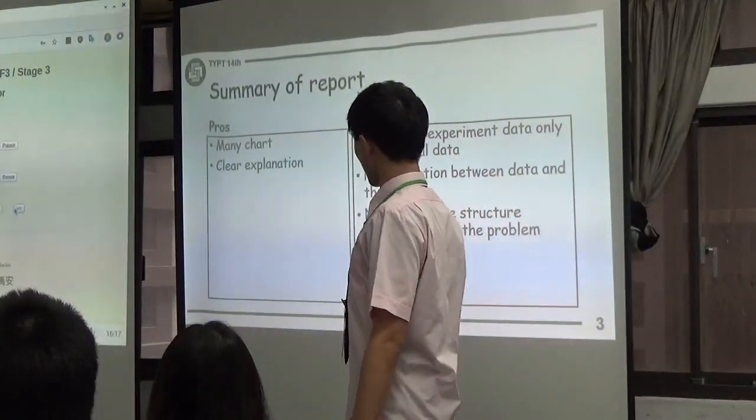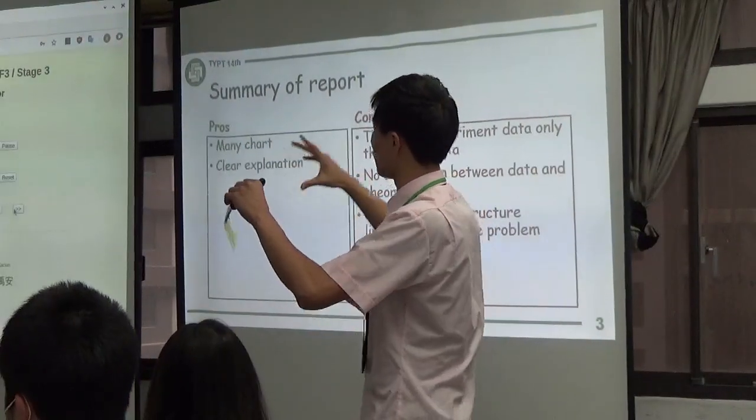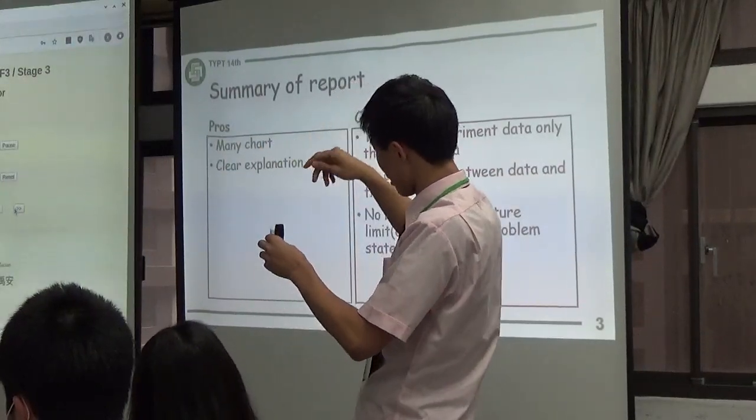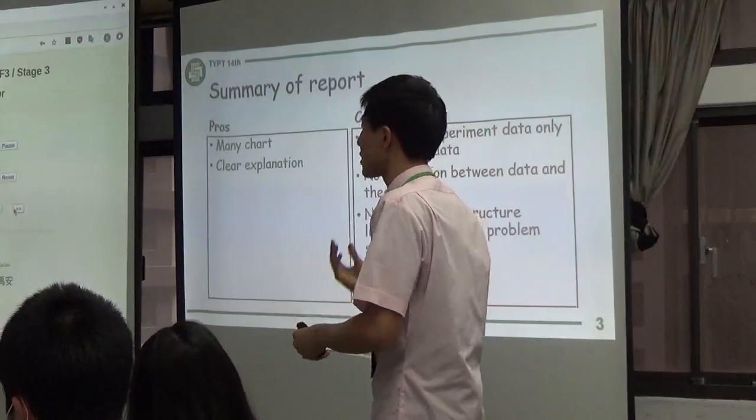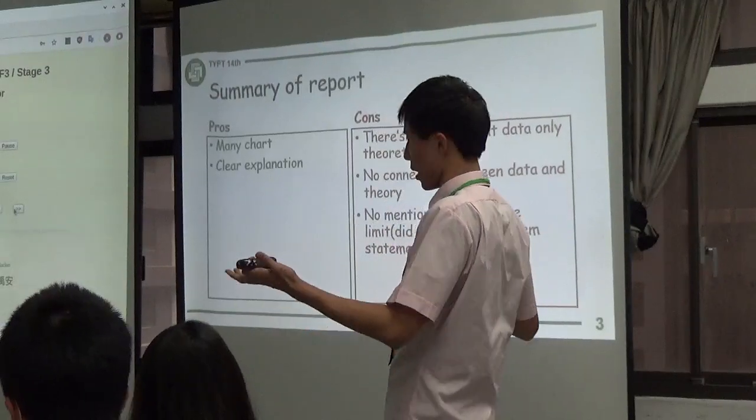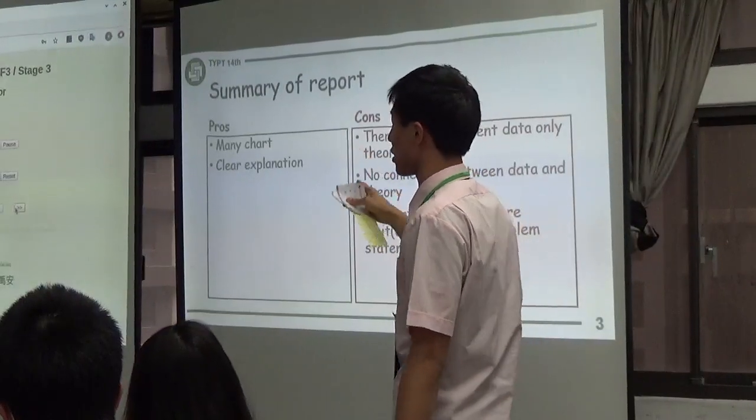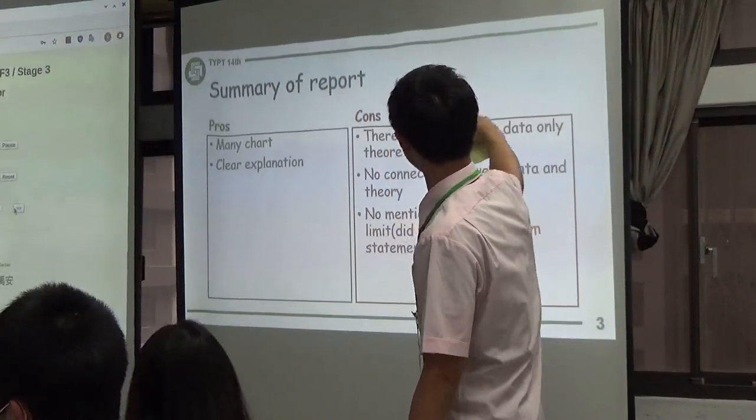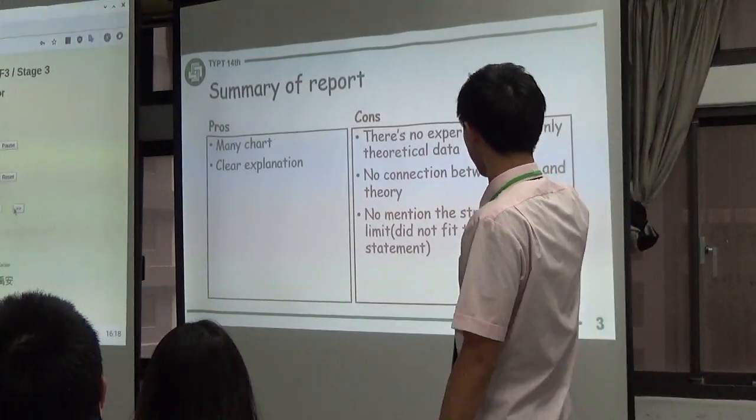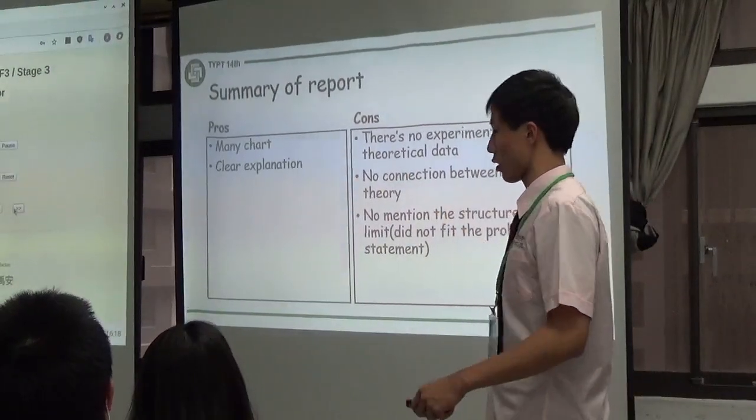Okay, so the summary of the report. The pros are that it has many charts, and it has many videos and their experimental pictures, so that we can clearly see what the motion is and how it will affect the phenomenon. It gave a clear explanation in the theoretical part. However, there's no experimental data, and there is little connection between the data and theory, and it did not mention the structural limit, which the problem statement requires.